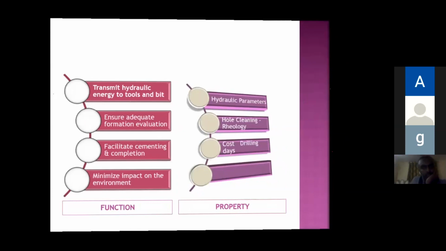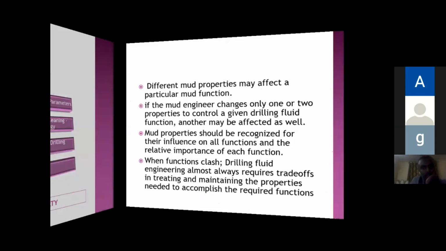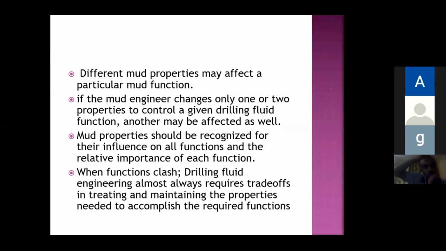Different mud properties may affect a particular mud function. If the mud engineer gains only one or two properties to control a given drilling fluid function, another may be affected as well. Because here we see our functions and properties, these mud parameters are related together. When you want to treat or maintain some property, for example, if you increase the mud weight, you will increase the solids, definitely. If you increase, for example, your viscosity, it will reduce your filtration. All parameters are related together.